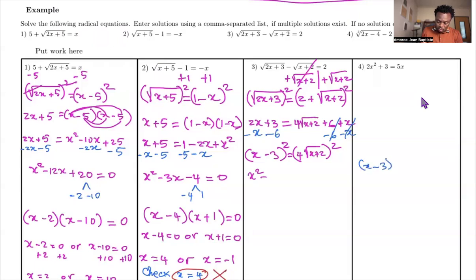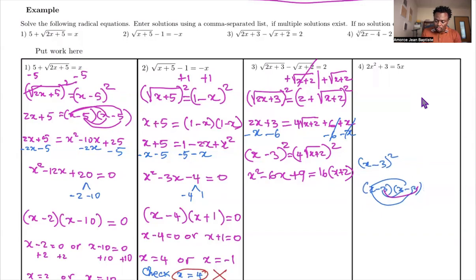x minus 3 squared is x minus 3 times x minus 3. So x squared, negative 3x, another negative 3x, that's negative 6x, and then negative 3 times negative 3 is plus 9. That equals 16 times x plus 2. That's 4 squared, and then this one squared is the x plus 2. Okay, so now we get that.